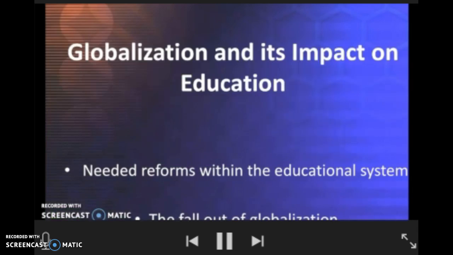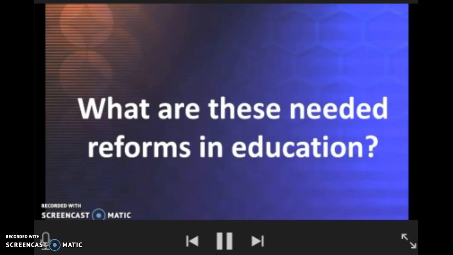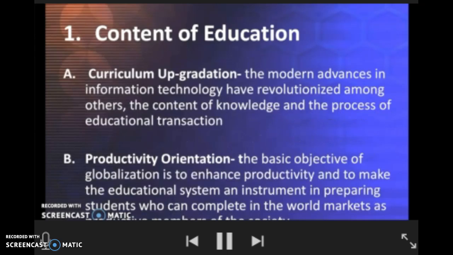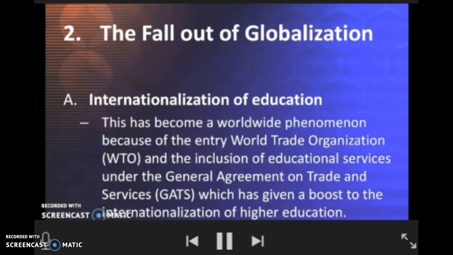So in looking at globalization and its impact on education, we definitely have room for a lot of needs, and it needed reforms within the educational system. And what are these needs for reforms in education? Well, when we're looking at it, we're talking about the curriculum and the graduation. Basically, productivity and how we're delivering that throughout, and the instruments that we're using to prepare students who can complete world activities, being productive members of society.